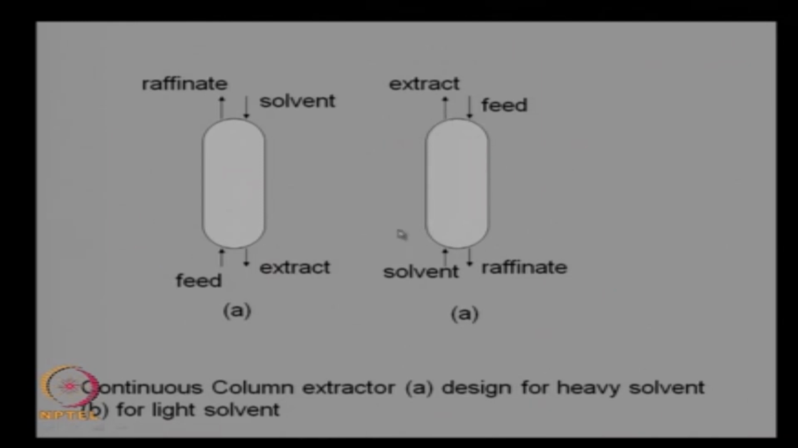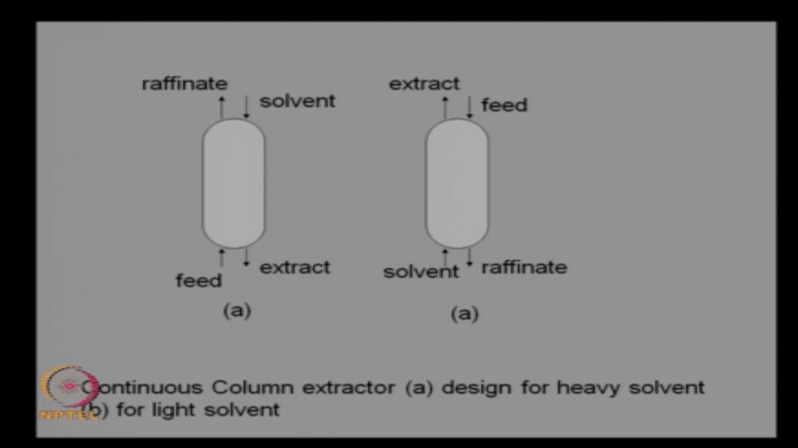Now the internals of this column can be very different. You can have different types of internals, like in a distillation column. I will show you pictures of a few of the possible internals, because you want the solvent and the feed to come in good contact, you need to generate turbulence so that there is a mass transfer of the solute from the heavies into the lights.